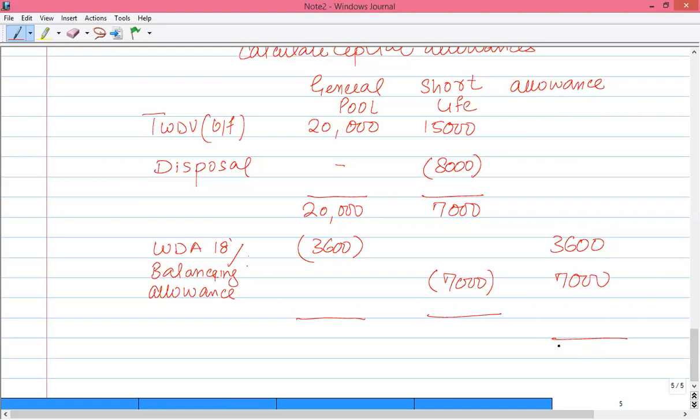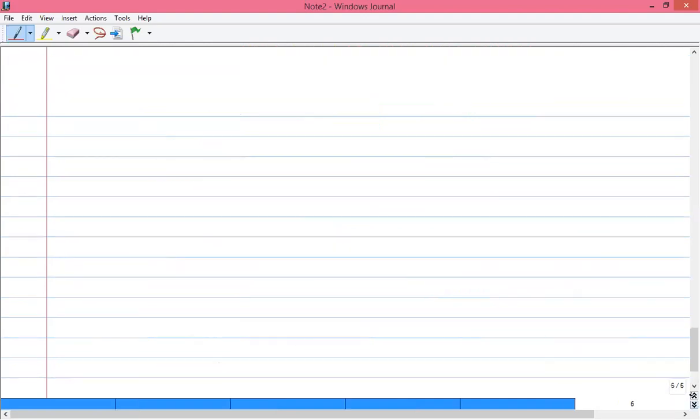So this is the value of the balancing allowance, and we have 10,600 total allowance, and this is nil. And 20,000 minus 3,600 gives you a figure of 16,400. So this is the TWDV carried forward balance, and this is the total allowance. Another rule that we are going to discuss is small pool WDA.